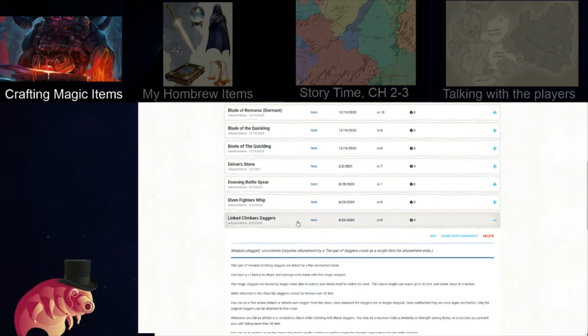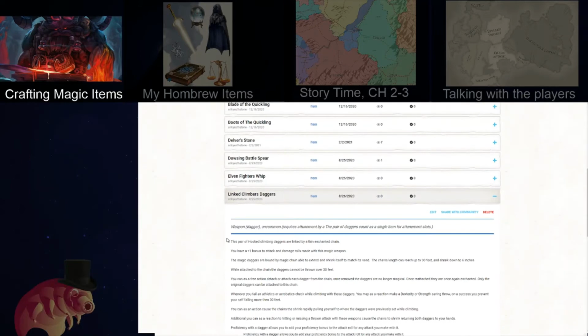And also, sometimes you just want to add a bit more character to an item. So when I knew one of my players, or actually multiple of my players, were looking around for these returning items, these weapons that you could throw and return to you, I went about making a slightly weaker version of that, but something that came with a bit more character to it. At least I hoped it kind of came across that way, which I called the linked climbing daggers.